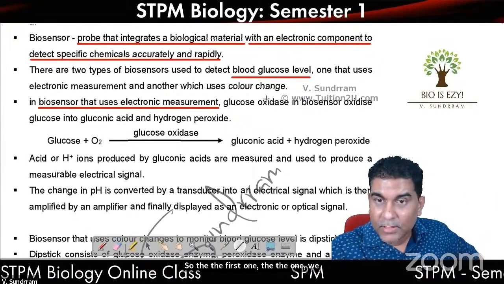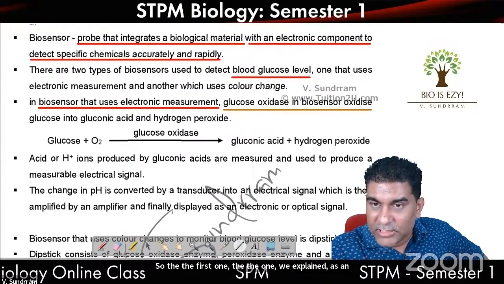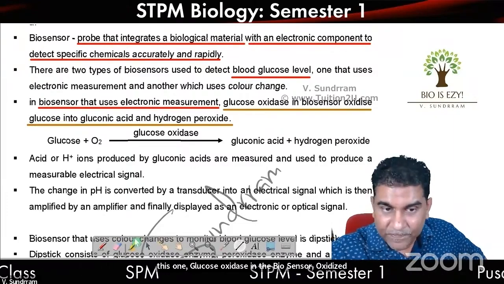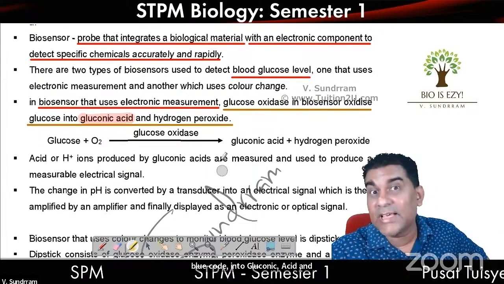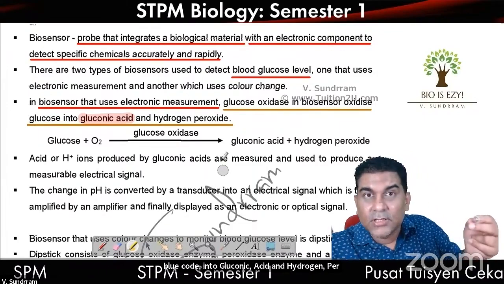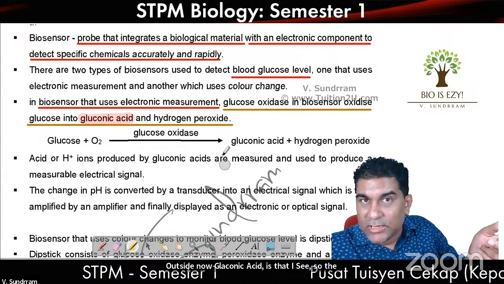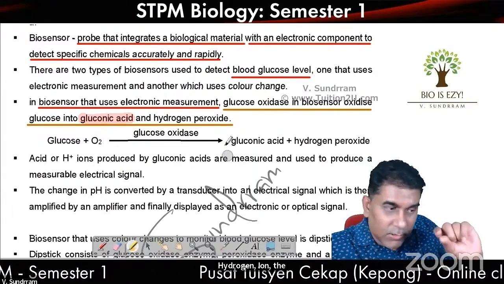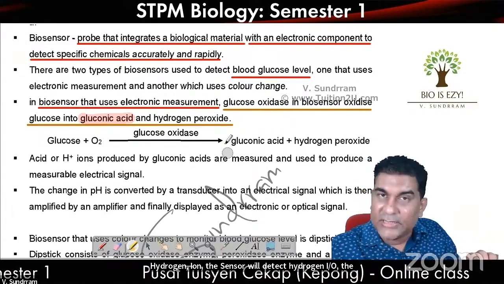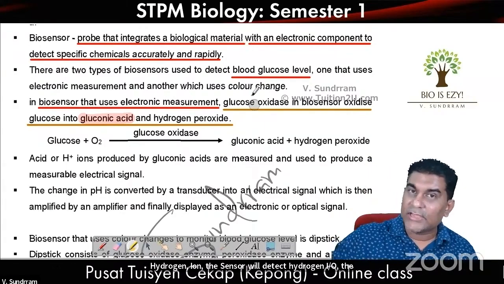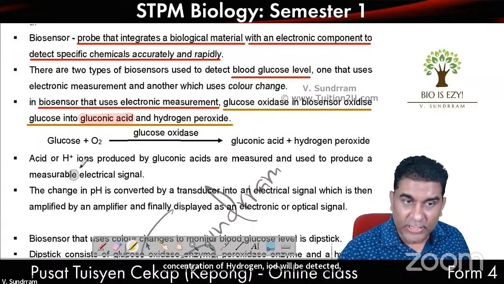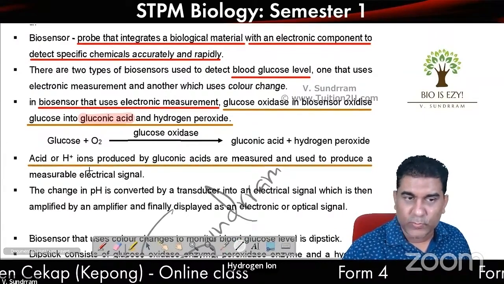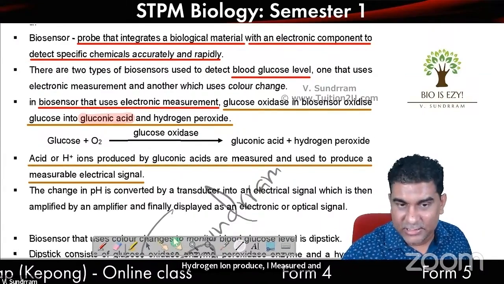Now this one. Glucose oxidase in the biosensor oxidizes glucose into gluconic acid and hydrogen peroxide. Now gluconic acid is the acid, so the acid releases hydrogen ion. The sensor will detect hydrogen ion. The concentration of hydrogen ion will be detected and converted into an electrical signal. So the acid or the hydrogen ion produced is measured and used to produce a measurable electrical signal.